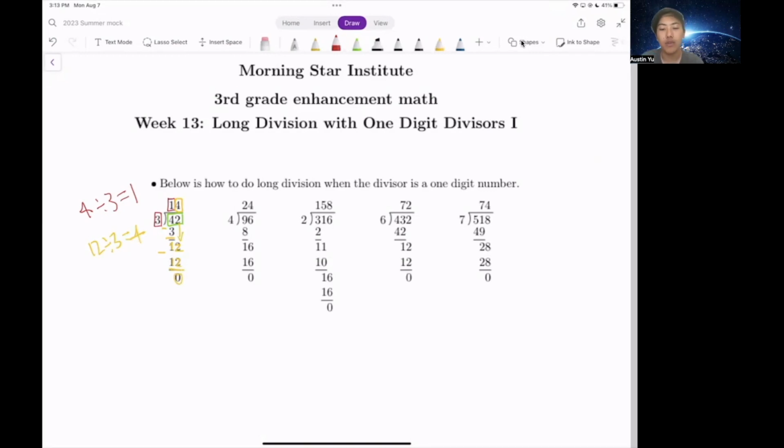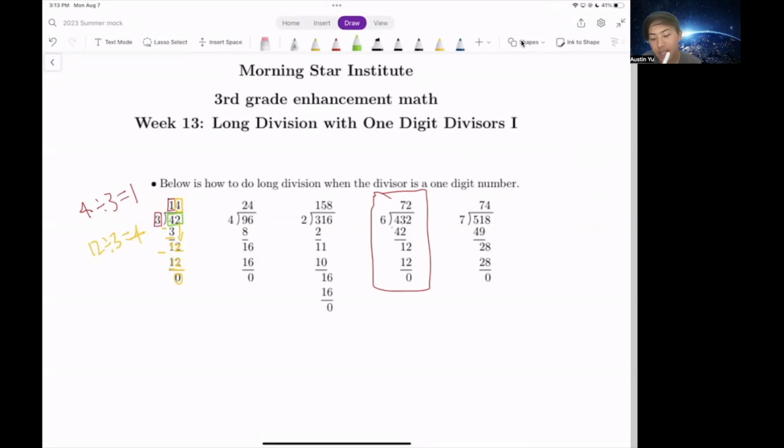However, things get a little trickier when you look at this example. For example, 432 divided by 6. As you can see, 4 cannot be divided into 6 since 6 is greater than 4. Therefore, we need to encompass the tens digit as well as the hundreds place, so 43 now. So 43 can be divided by 6 with a remainder, of course.